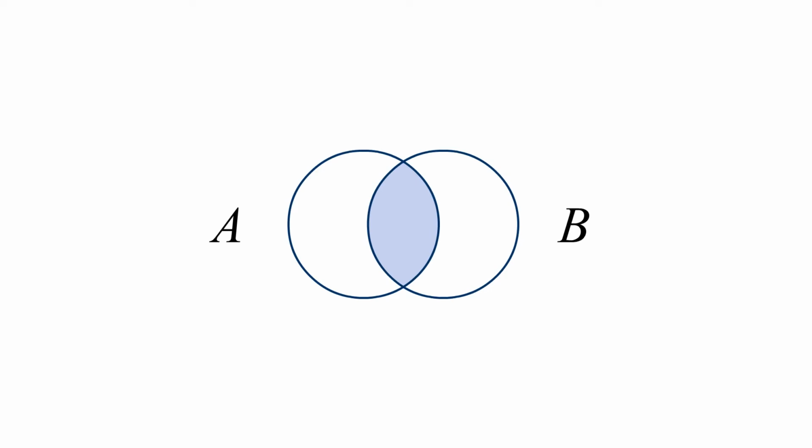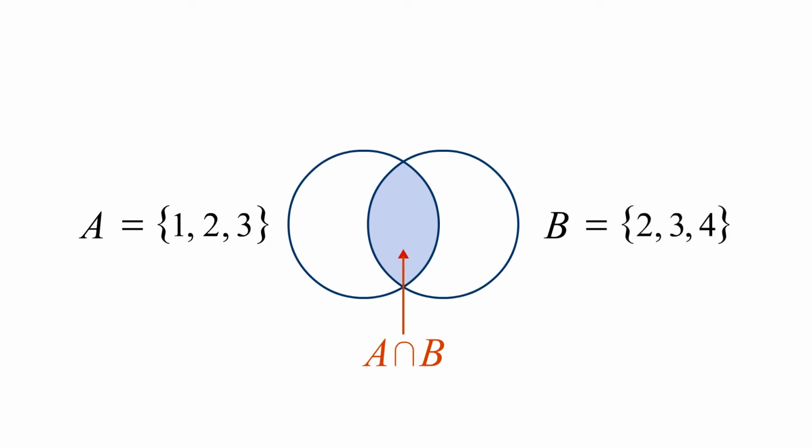This collection of common elements is called the intersection of sets A and B. We denote set intersection by a symbol which looks like an inverted U. This collection of common elements forms a new set. For example, if set A contains the elements 1, 2, and 3, and set B contains 2, 3, and 4, then the elements which A and B have in common are 2 and 3, and this intersection forms a new set containing the elements 2 and 3.